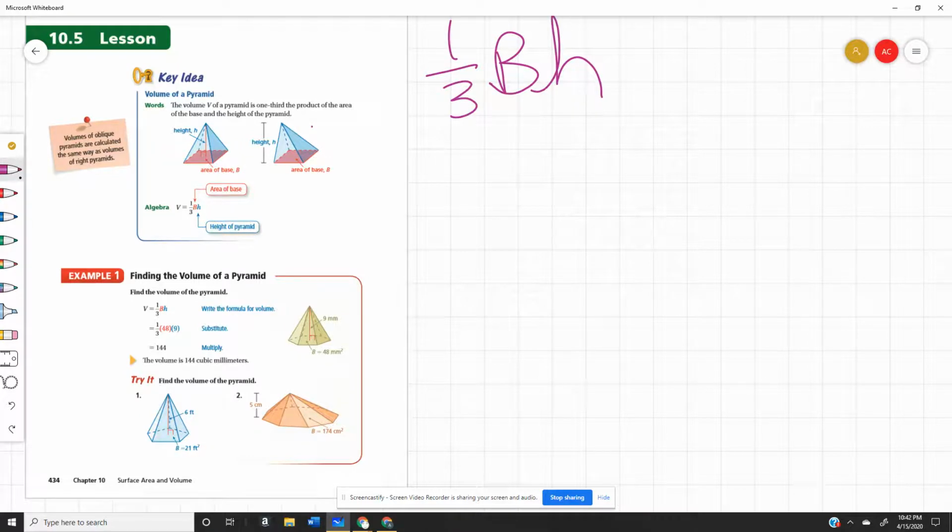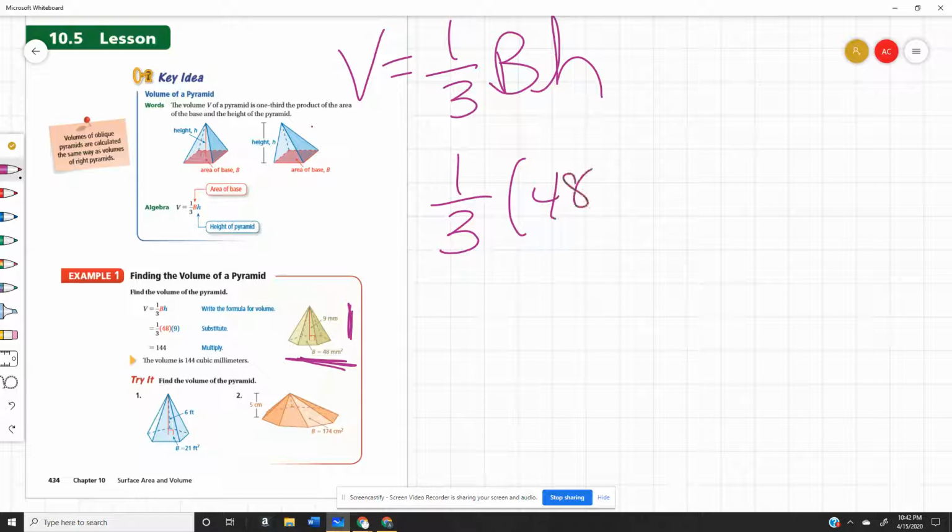A hexagon. This is a hexagonal pyramid. It's got a hexagon for a base. So they tell us here that we have an area of the base of 48 meters, and we have a slant height of 9 meters. So we're going to use our formula for volume right here, and we're going to say 1/3 times the area of the base, which is 48, times the height, slant height, which is 9.